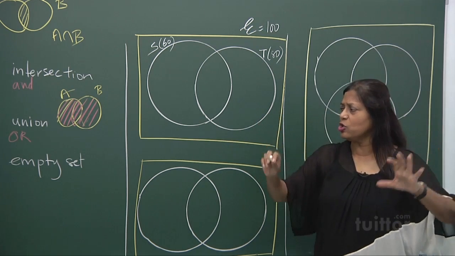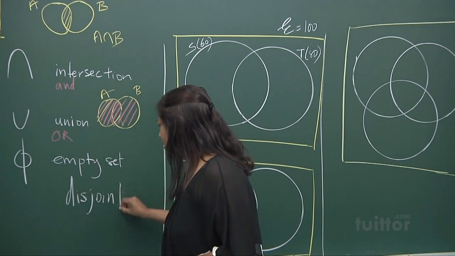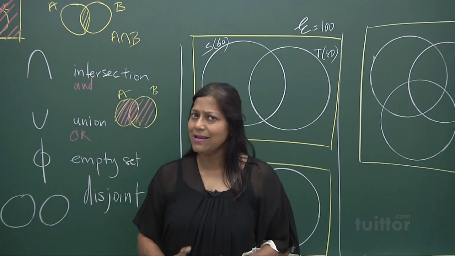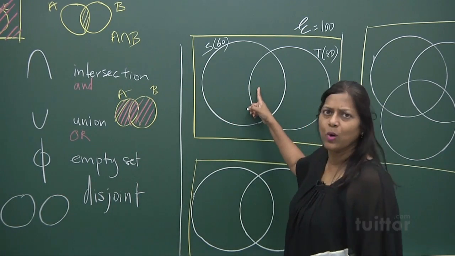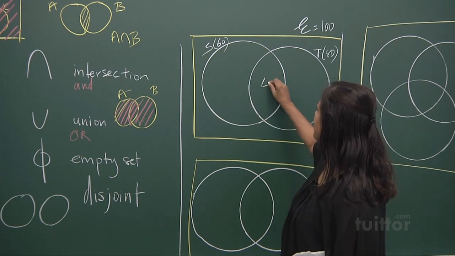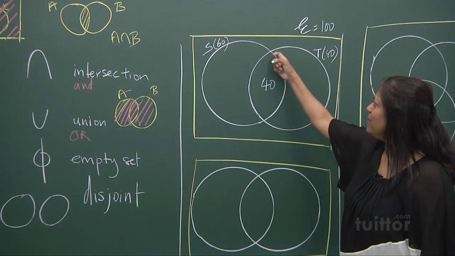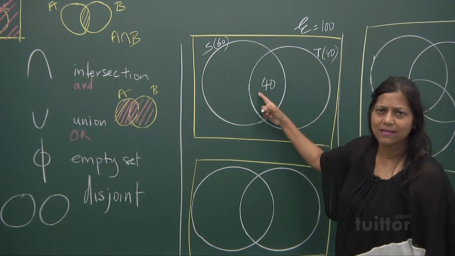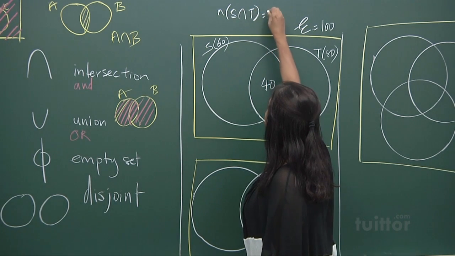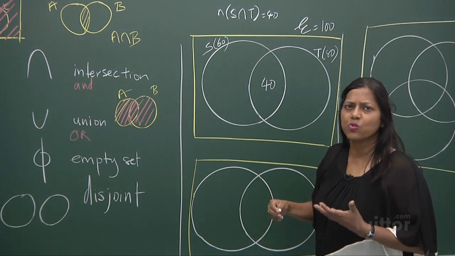You would take them as disjoint sets. What do you mean by disjoint? It means they have nothing in common, no overlap between the two sets. Whereas here, there is an overlap. If about 40 of them are here, what does that tell you? It tells you that swimming intersect tennis, the number of people for swimming intersect tennis, is equal to 40. And so, what about swimming alone?